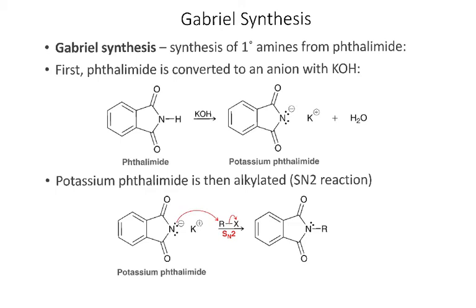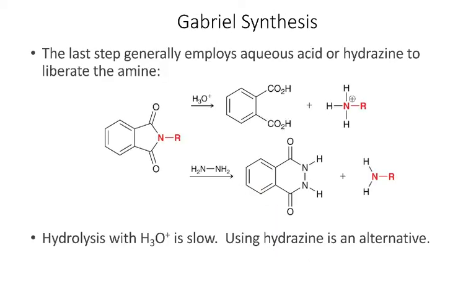I can then alkylate the potassium phthalimide through an SN2 reaction by reacting it with an alkyl halide. And so that'll put an R group onto the nitrogen. And then the last step is we're going to release the amine that I've created here from the rest of the phthalimide molecule. And so we can do that either using acid to hydrolyze it, but it turns out that process is relatively slow. So a common alternative is to react this with hydrazine.